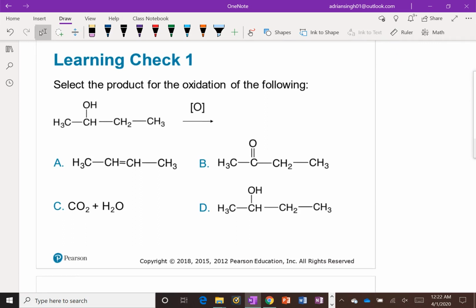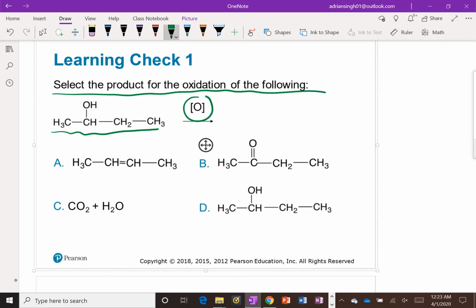All right, so let's take a look at some examples of where we can apply that information. We went through what seems like a lot of reactions in this subsection. So let's practice a couple things here. So it says select the product for the oxidation of the following. So we have this thing, and remember that means oxidation.